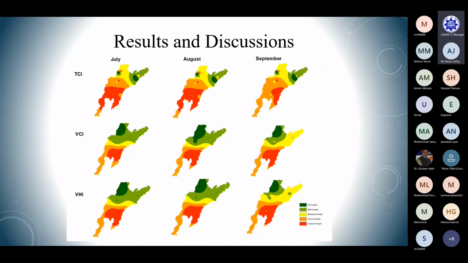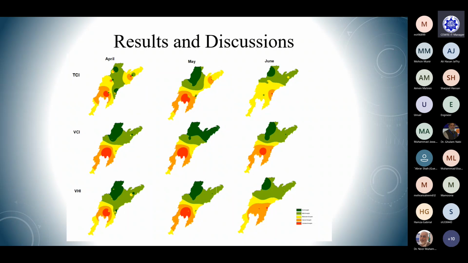For Muzaffargarh in January, February, and March, TCI, VCI, and VHI are showing no drought. In April, TCI is showing no drought, while VCI is showing moderate drought and VHI is showing mild drought. In May and June, TCI and VHI are showing moderate to severe drought, while VCI is showing severe drought.